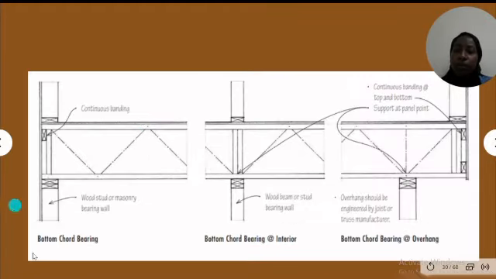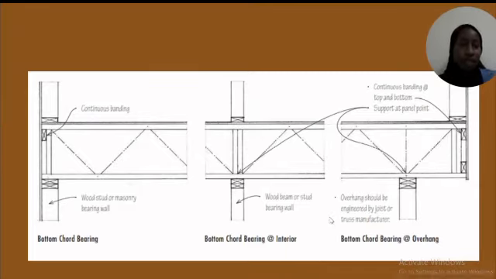The bottom part of the chord has continuous banding here and the wood stud. At the interior one you can see the wood bearing. Also the middle one is called support at panel point. Similar to the overhang, it also has support at panel point with the continuous banding. Overhang should be engineered by the joist or truss manufacturer. That's all from me and thank you.